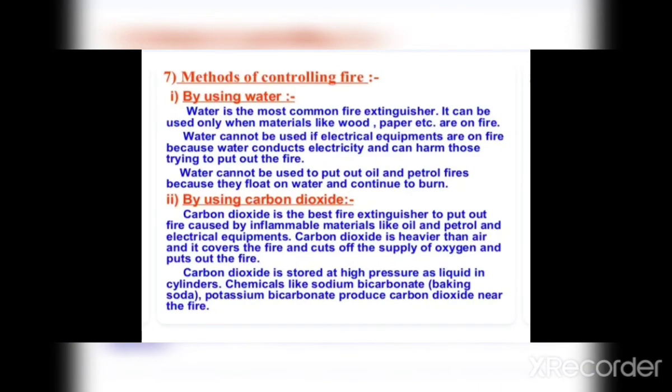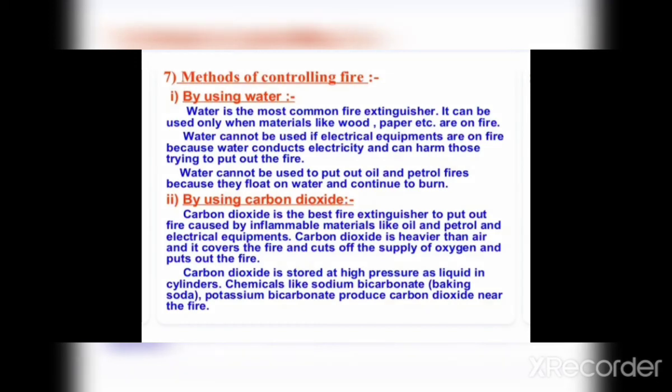Now let's see other methods of controlling fire. By using water. We know that water is a common fire extinguisher. It can be used only when materials like wood and paper are on fire. Water cannot be used if electrical equipment is on fire, as it conducts electricity and can harm those trying to put out the fire. Water cannot be used to put out oil and petrol fires because they float on water and continue to burn.